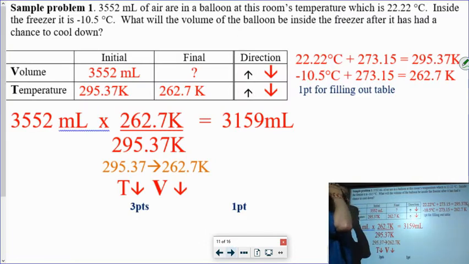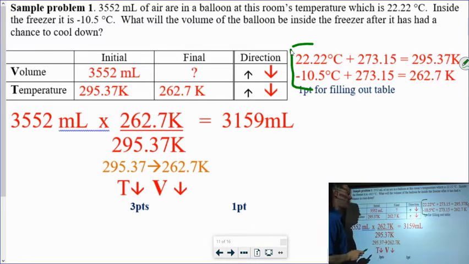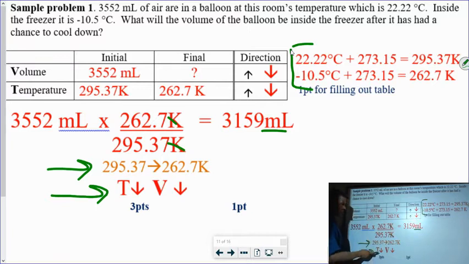This is the prettier version of what I just did. Pause the video if you need to do so. You can see how I did the Kelvin temperatures right here. You're always going to get points for filling out the table when there's a table. Again, the K's cancel out and you're left with your answer in milliliters. This is all the work that you need to show. So there's going to be a point for this step, a point for this step, and a point for this step as you are solving the problems.